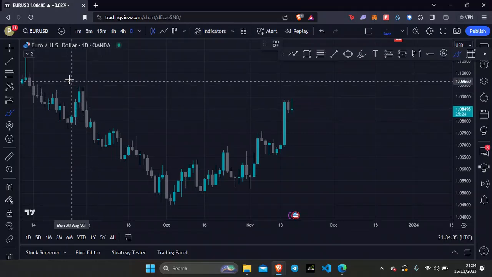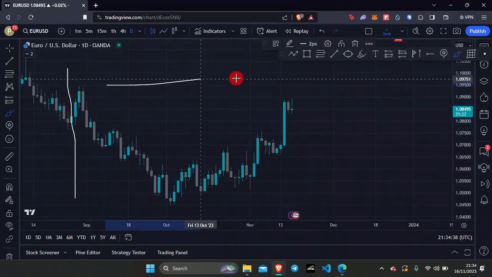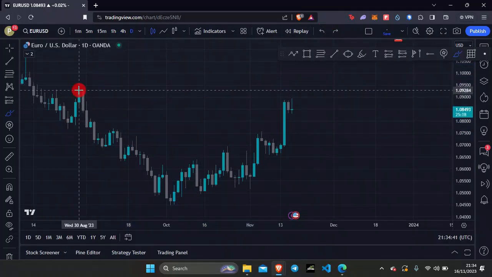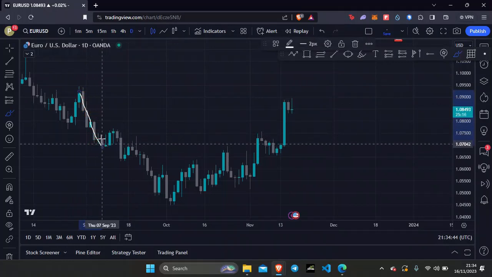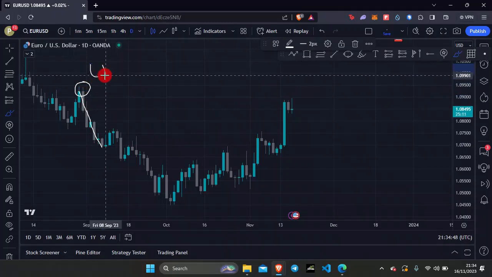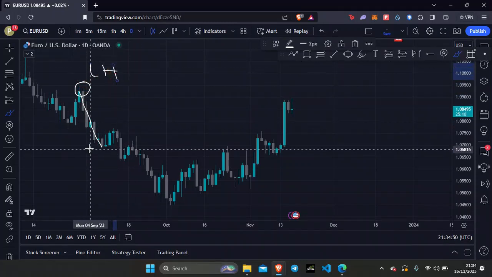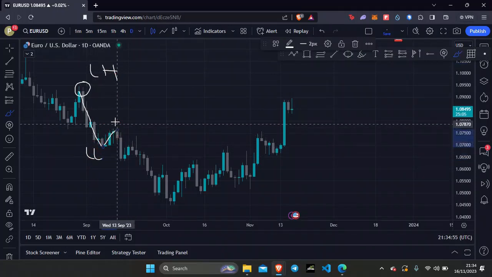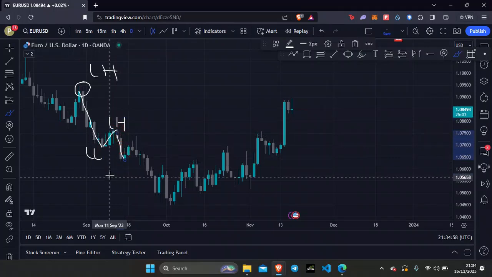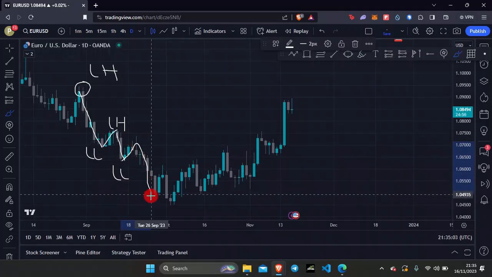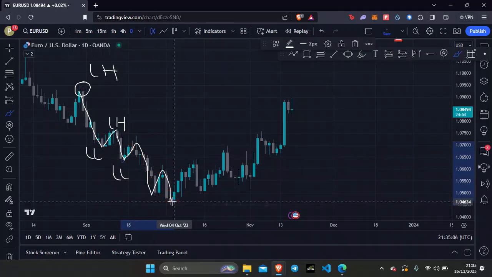So if we start looking at price from here moving forward, right? As you can see, we've got this leg of price down. So here we can call this our lower high, right? Now here we get a lower low. Then we get a push up, giving us a lower high. Then we get a push down, giving us a lower low. Then we get a push up and a push down and a push up and a push down.